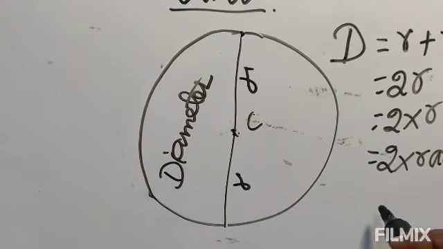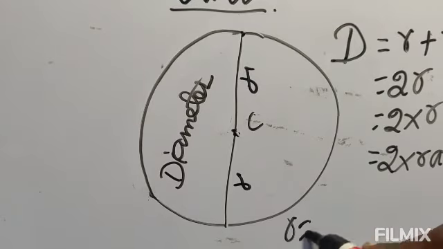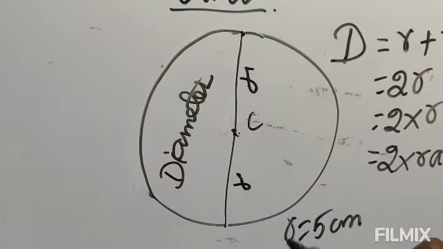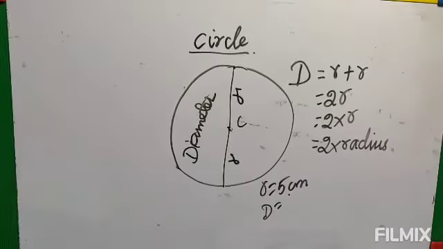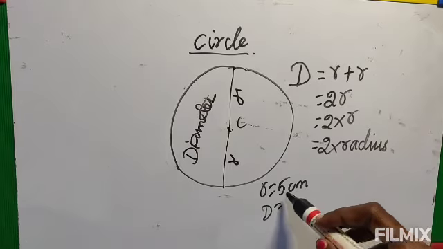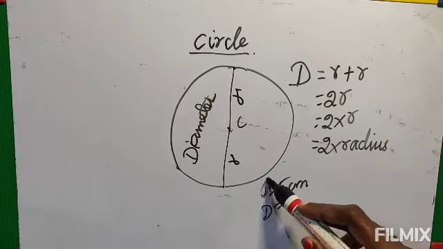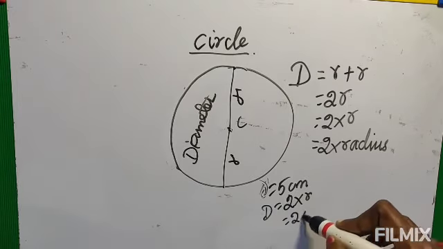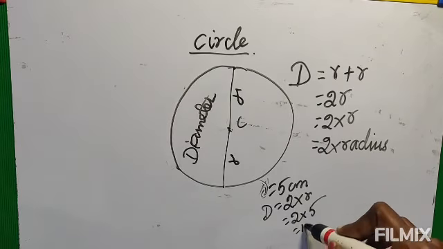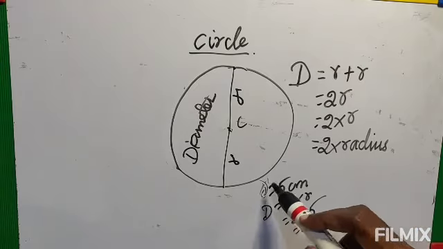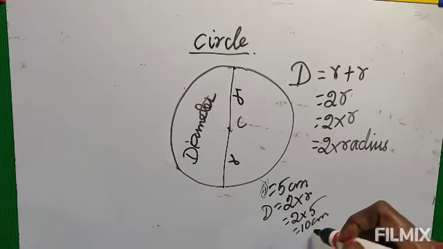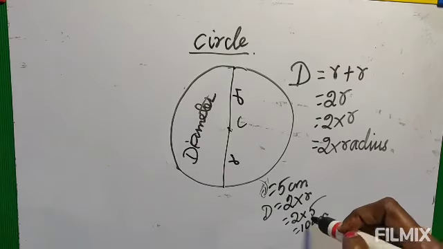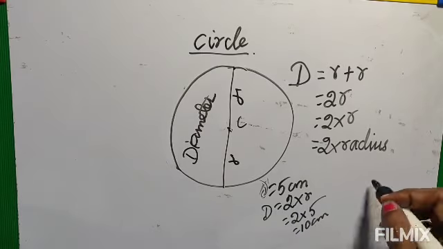Suppose the radius is given as 5 centimeters, and they are asking you to find the diameter. To find the diameter, what will you do? Diameter equals 2 into radius. The radius is 5, so 2 into 5 is 10. So 10 centimeters. If the radius is given and they are asking you to find the diameter, you multiply the radius by 2, and you will get this answer.